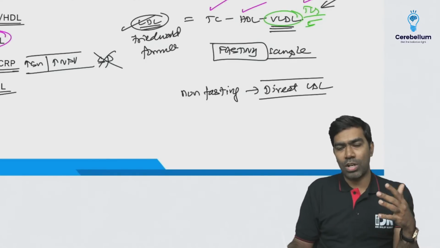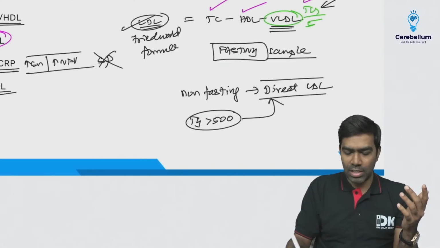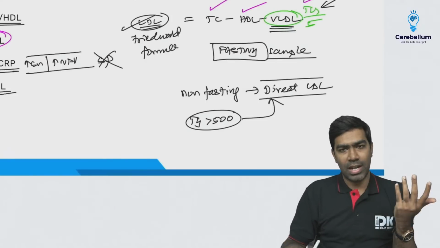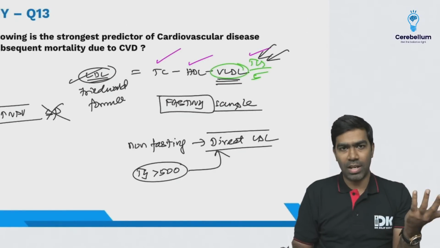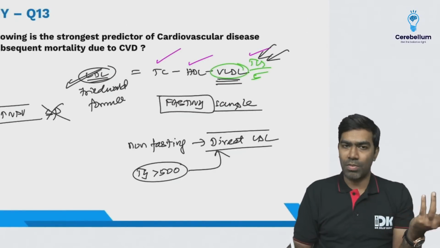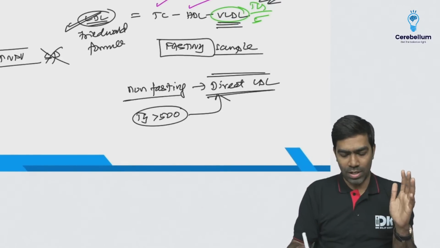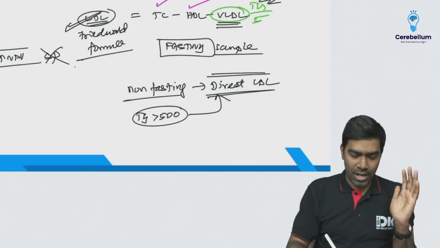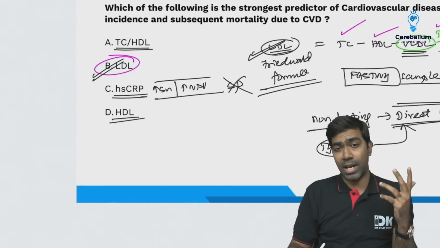The second reason to do a direct LDL is if the triglyceride levels are more than 500. In this situation also, it's better to use a direct LDL measurement. Why? In very high triglycerides, our VLDL values will again be very high and LDL values will be falsely low. So that's the reason you measure LDL directly if the patient is non-fasting or if the patient's triglyceride is more than 500. This is very important for the exam. It is the Friedewald formula.